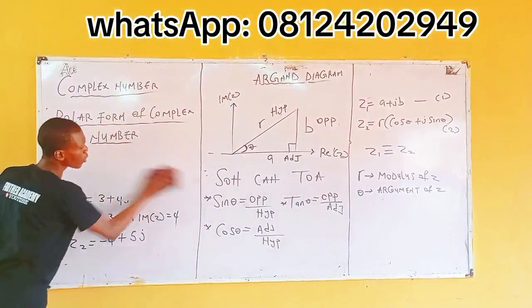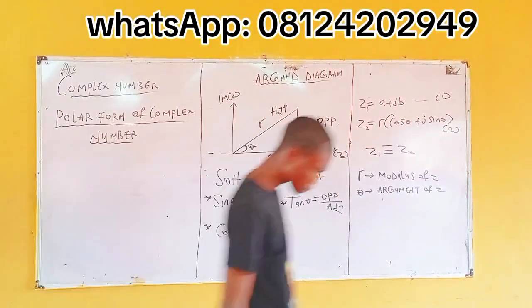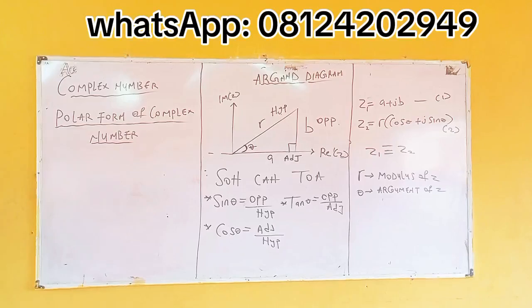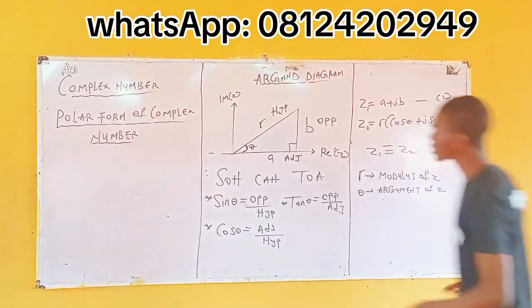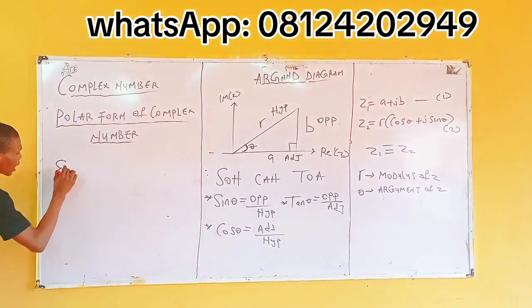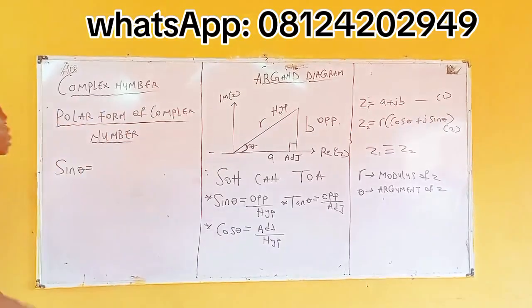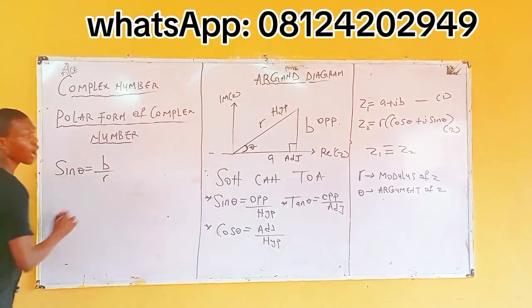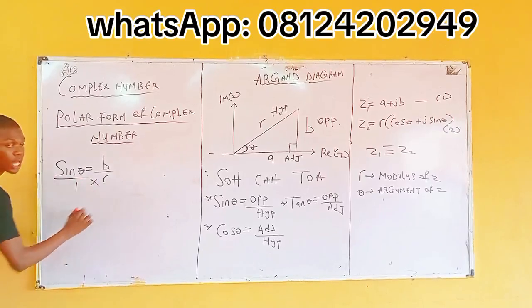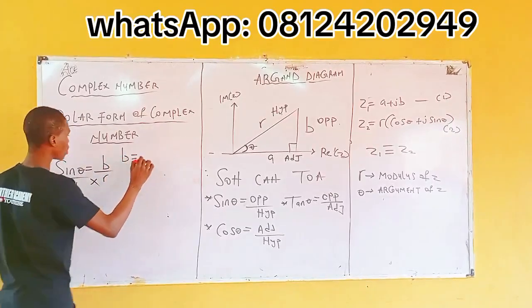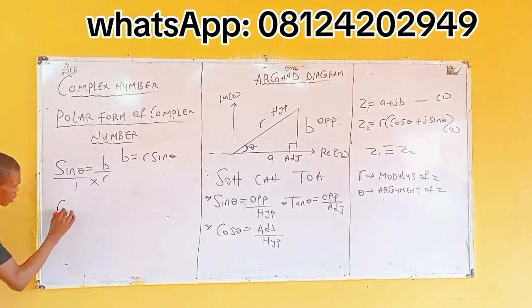Now solving for sin theta, what do you have? From this diagram, sin theta is equal to what? Identify your opposite and your hypotenuse. What do you have? B over R. From here, make B the subject of the formula. Cross multiply, meaning that B is equal to what? R sin theta.